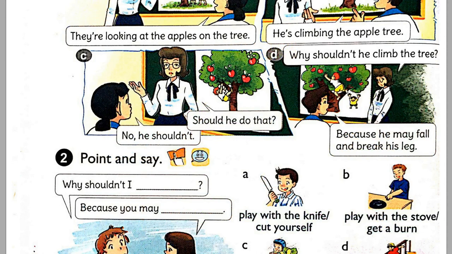C. Should he do that? No, he shouldn't. D. Why shouldn't he climb the tree? Because he may fall and break his leg.